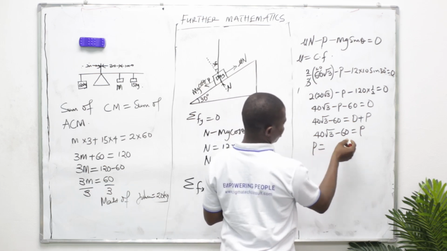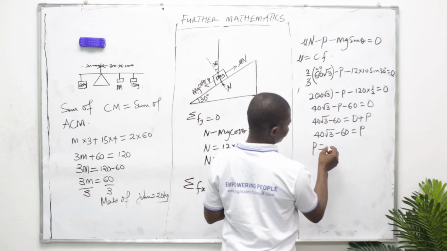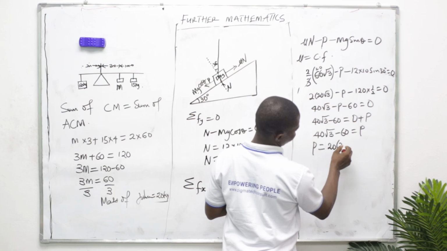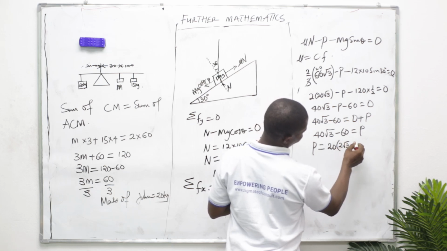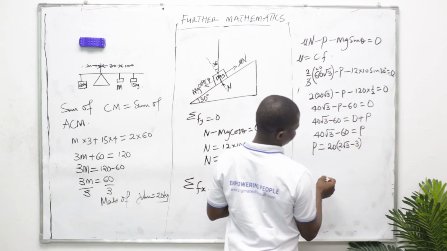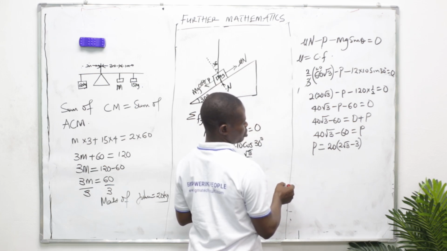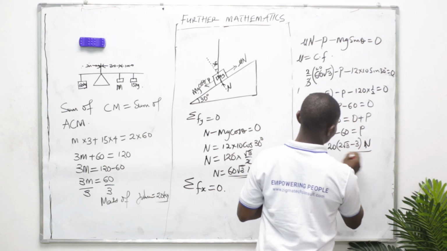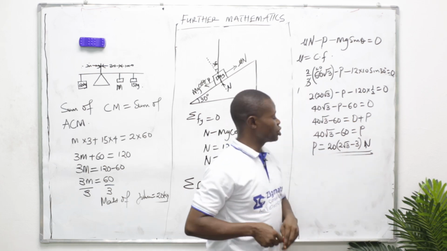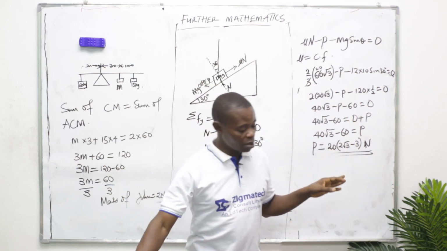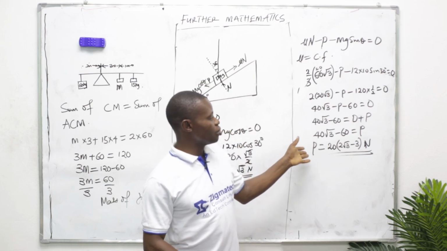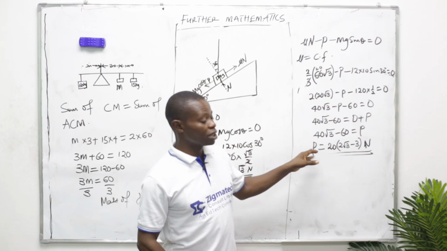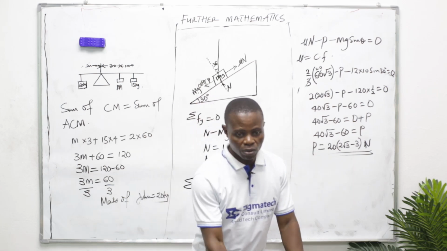Therefore, P equals, if I factor out, 20 bracket 2 root 3 minus 3. So P now is this. But if you wish to interpret all your values, no issue. But if you decide to leave your solution in surd form, no trouble.